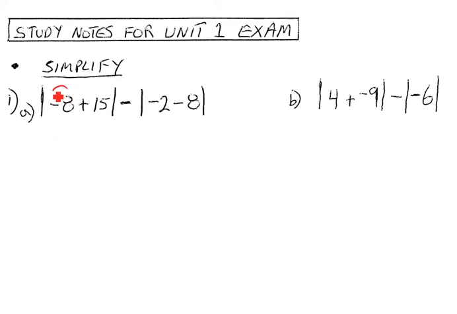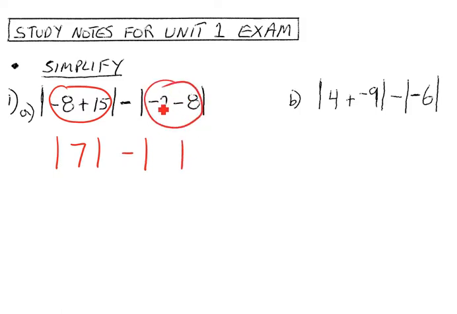Okay, our first step is to figure out the quantity inside the absolute value symbols. Well, this quantity right here is 7 minus, and this quantity right here, -2 and -8, is -10. Now that we simplified it to one number, we can put down the absolute value. The absolute value of 7 is 7. The absolute value of -10 is 10, because it's 10 spaces from 0. 7 minus 10 is -3.